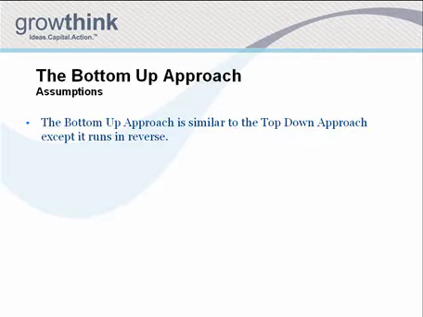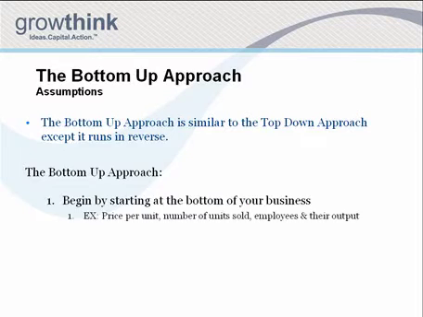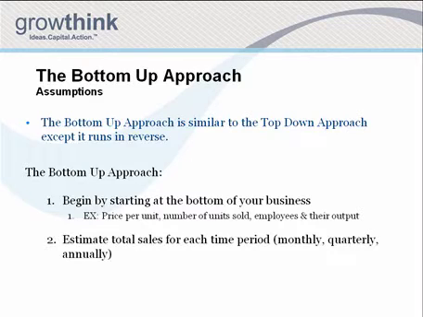Now, the bottom-up approach is the second way to look at your assumptions, and that's similar to the top-down approach, but in reverse. So the bottom-up approach is as follows. You begin by starting at the bottom of your business, with examples such as price per unit, the number of units sold, and the employees and their output. So you're basically estimating the total sales for each time period, either monthly, quarterly, or annually.